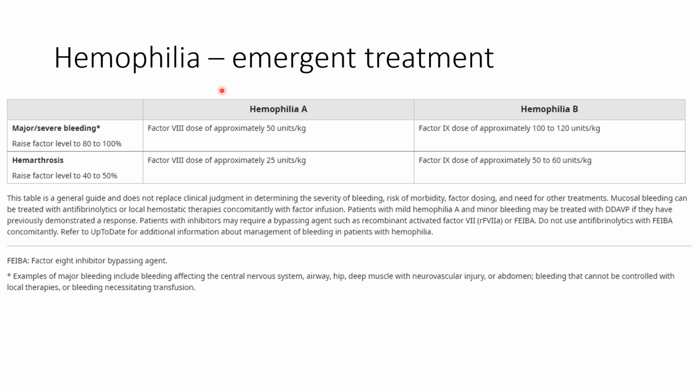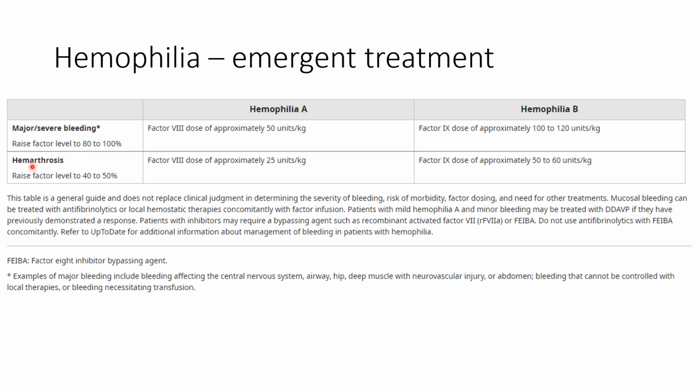But in the emergency room, we got hemophilia A and hemophilia B, and let's say they come in with major severe bleeding. Well, what is that? So we see the asterisk come down. Examples of major bleeding include bleeding affecting the CNS, airway, hip, deep muscle with neurovascular injury, or the abdomen, or bleeding that cannot be controlled with local therapies, or bleeding necessitating transfusion. So there we go. We have our criteria for what constitutes major severe bleeding, and the goal is to raise the factor level to 80 to 100% of normal.